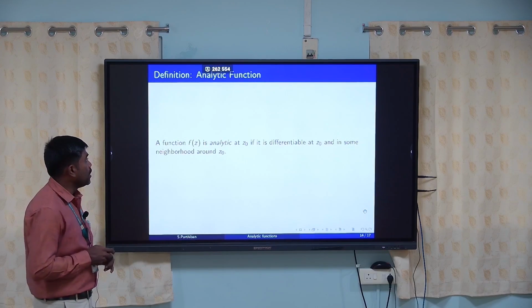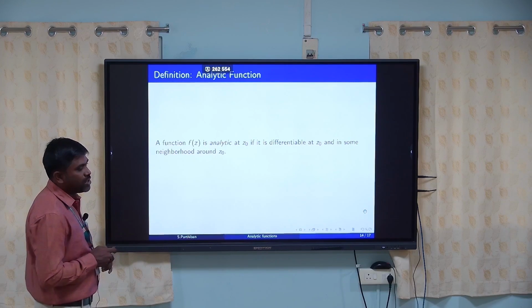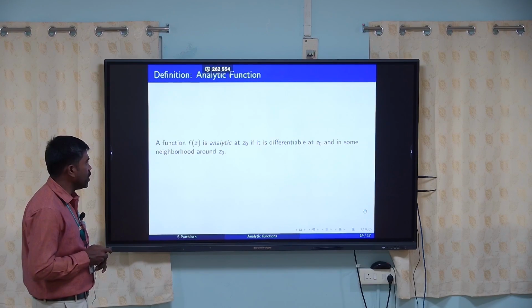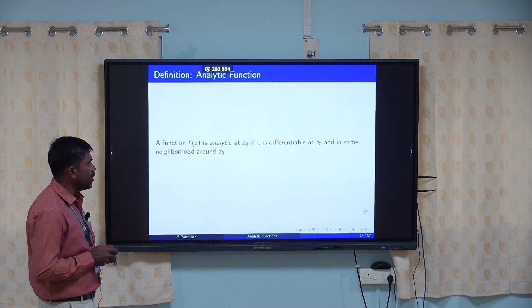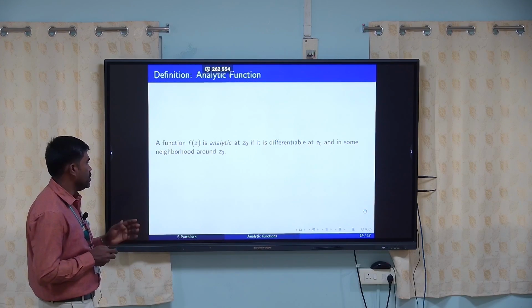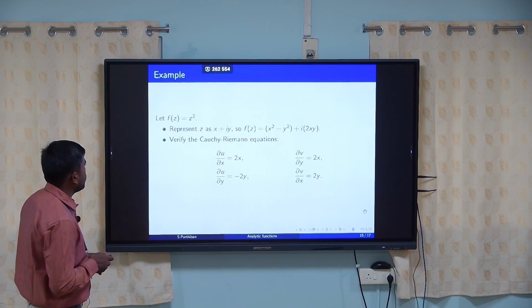Let us see the analytic function definition. A function f of z is analytic at z naught if it is differentiable at z naught and in some neighborhood around z naught. Let us see the example.